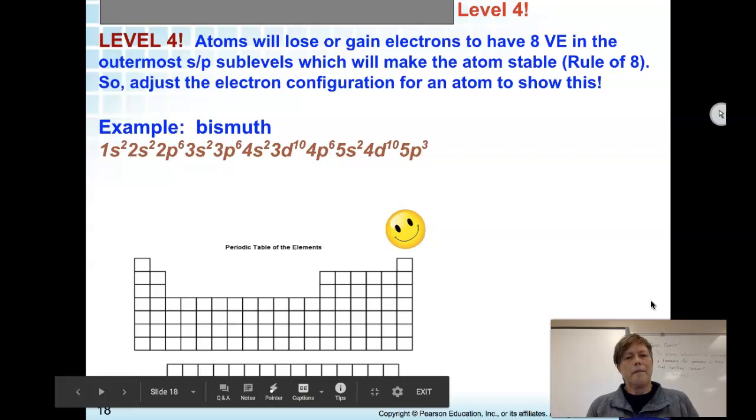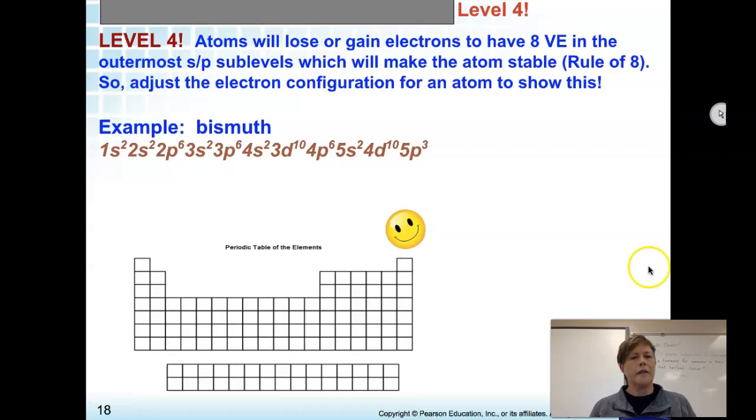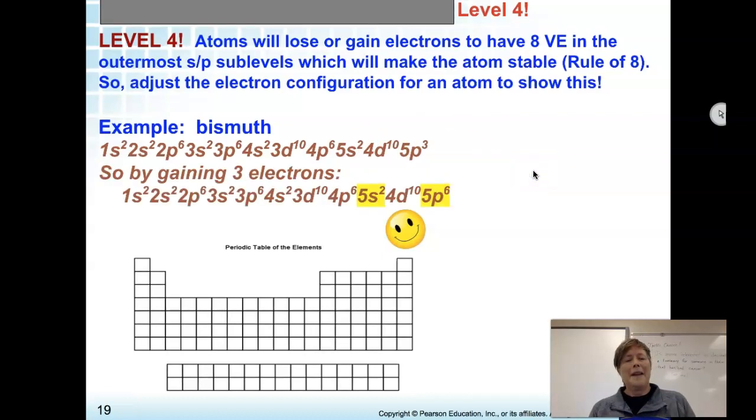So let's look at bismuth. Bismuth has this electron configuration. Pause the video and think about what the valence electrons are, or point at them. You should have pointed here. This is your outermost energy level, and so you have 5 valence electrons. Pause the video and think, what would we do so that we could get 8? We're going to gain 3 more electrons. We want to have s2p6. We want to have 8. We have 5, so we're going to gain 3 more to get 8. So that gives us our stable electron configuration.